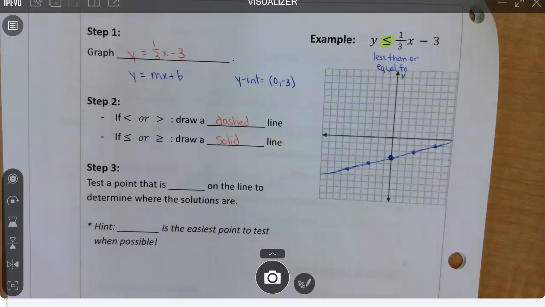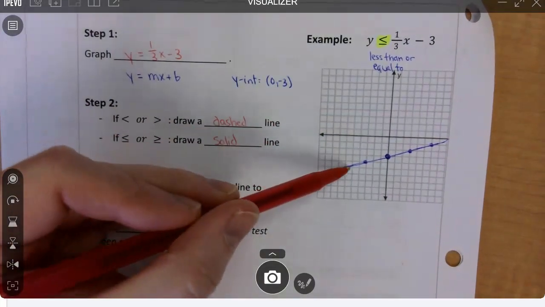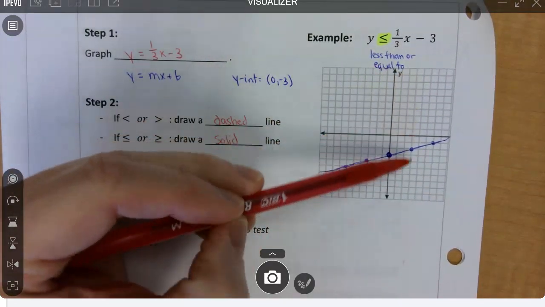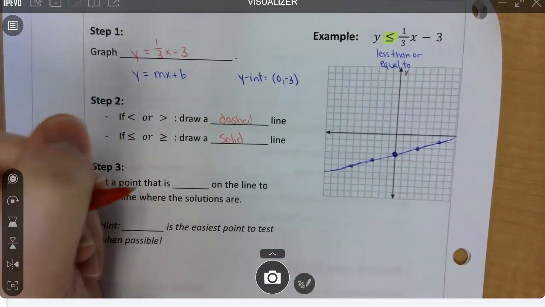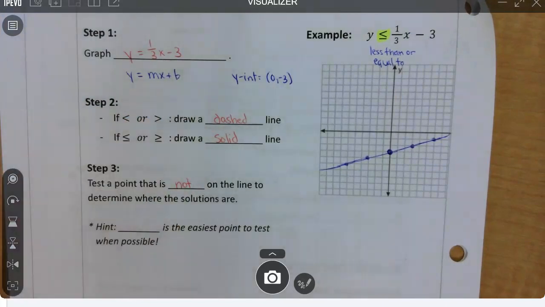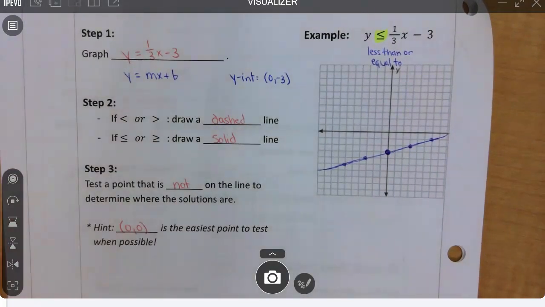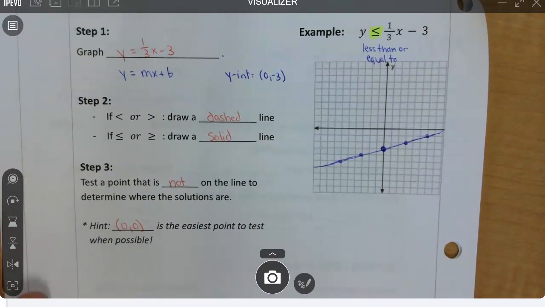Well, that means we have to test one of the points on the graph. Okay? And we don't want to pick a point that's on the line that we drew. We want to pick a point either somewhere up here or somewhere down here. And it can be any point you want. Okay, so we need to pick a point. We're going to test a point that is not on the line. And then here's a very important hint. If we can, the easiest point to test is 0, 0. It makes the math the easiest to do.